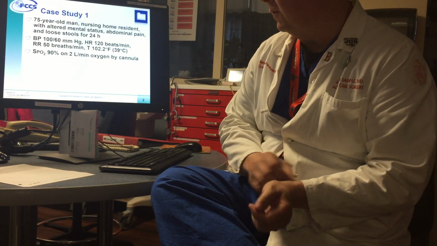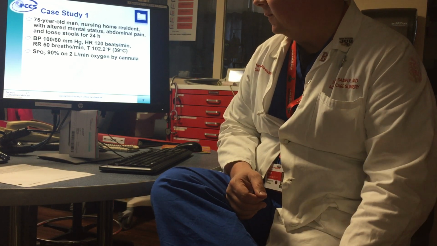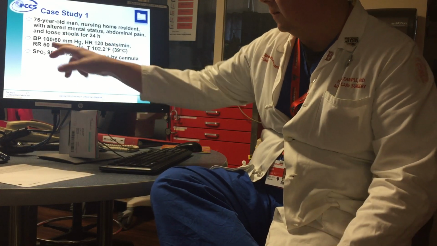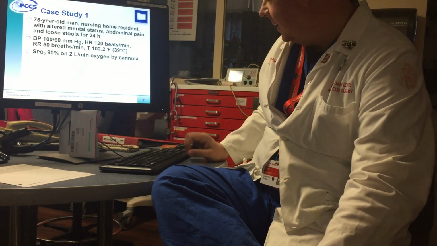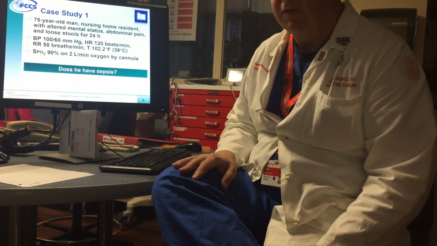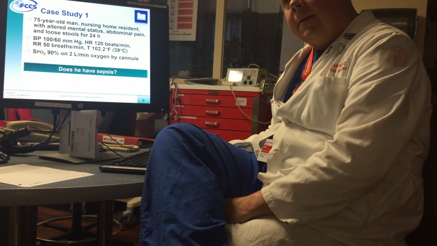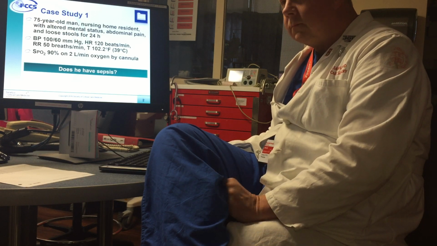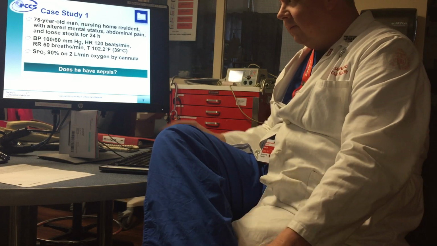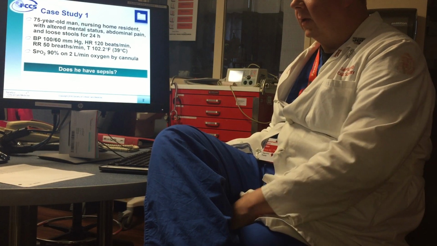So, a 75-year-old nursing home resident with altered mental status and abdominal pain, loose stools. He's relatively hypotensive, he's tachycardic, he's tachypneic with a fever, and his sat's only 90% on 2 liters of nasal cannula oxygen. So do you think he has sepsis? What do you guys think? So based on what? Based on his heart rate as well as his low BP, he's very tachycardic, and he has a temperature. And the fever, right? So all those things, and 39 degrees is pretty hot, right?